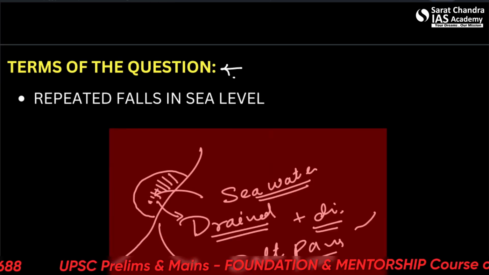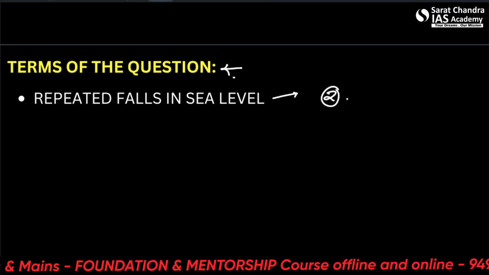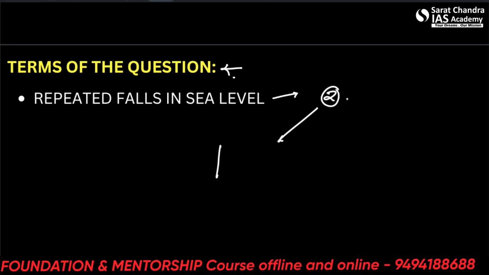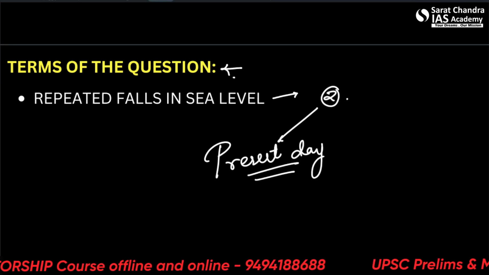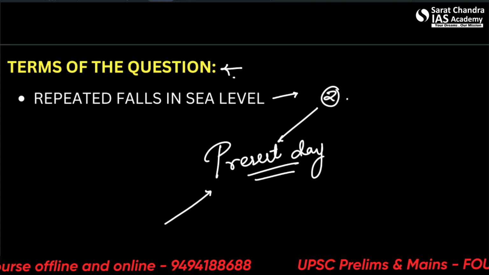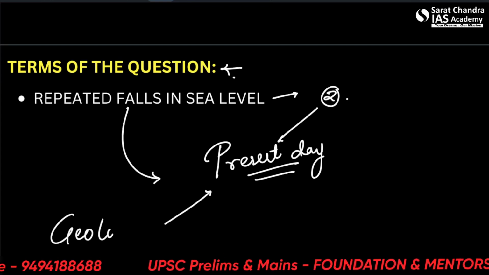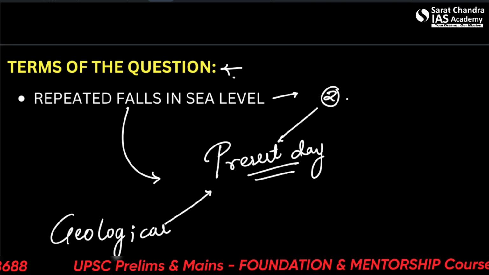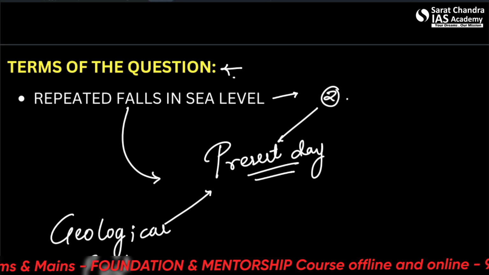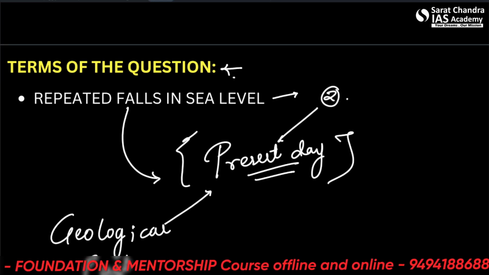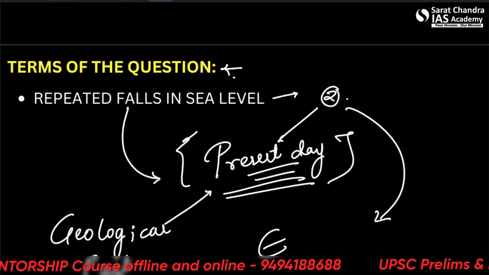When we talk about the repeated falls in sea level, the question hints at 2 things. When it says the present day, that means it's talking about the repeated falls in sea level in the geological past. It's not saying something that happens regularly. It's talking about the present day. And second, it wants the formation to be extensive.